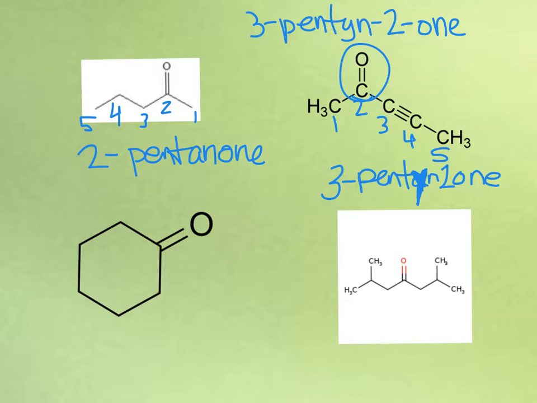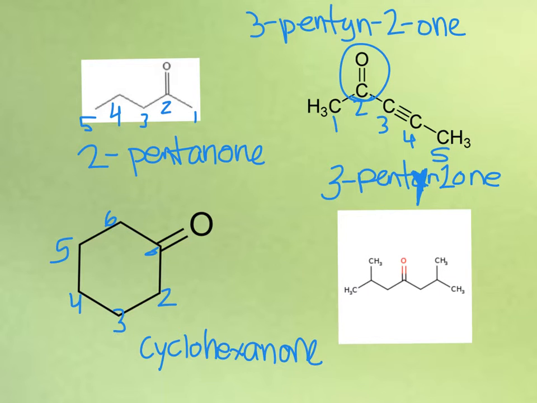Looking at the lower left, we see that we have a cyclo. So 1, 2, 3, 4, 5, 6. This is cyclohexanone. It's assumed to be on position 1. It's a circle. It's a ring. On the lower right, my carbonyl group is in the middle, so it doesn't matter if I number it left to right or right to left. So 1, 2, 3, 4, 5, 6, 7. This is heptanone.